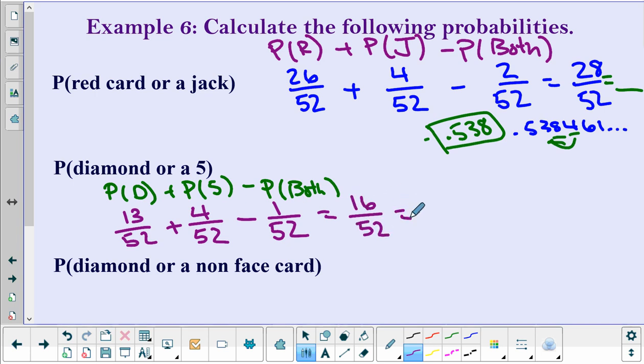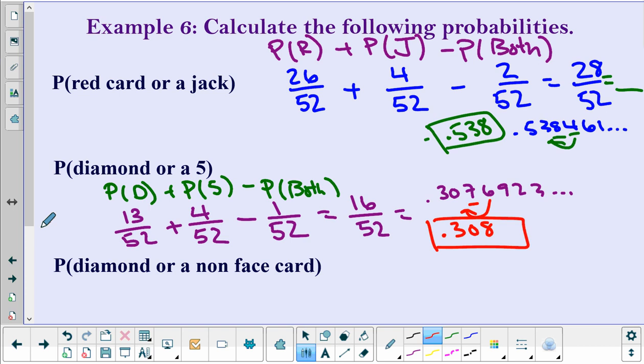That gives me a decimal of, if I plug it in, 0.3076923... Use the fourth to round to the third, you get 0.308 for your probability there.